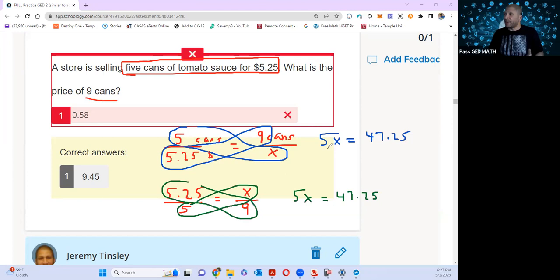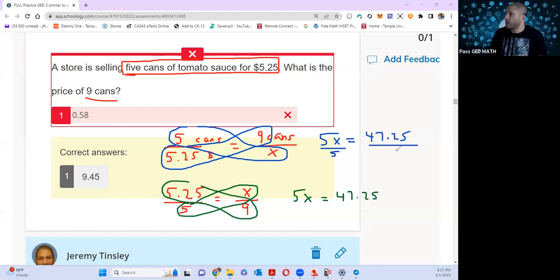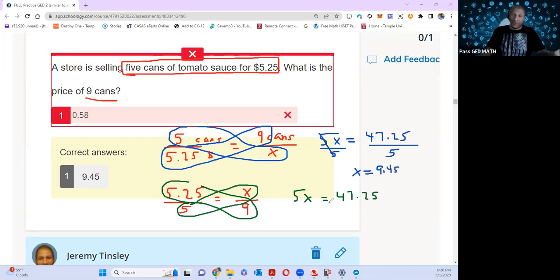Now, in order to get x by itself, we must divide by what? 5. And whatever we do on one side, we do on the other. What's 47.25 divided by 5? 9.45. So again, since this is the same exact problem, we're dividing both sides by 5. So that's one way you could do it.